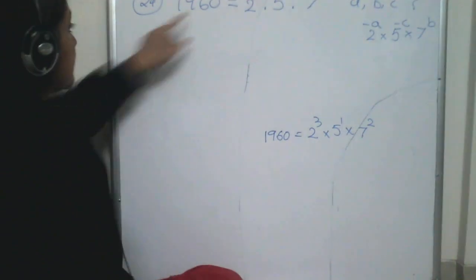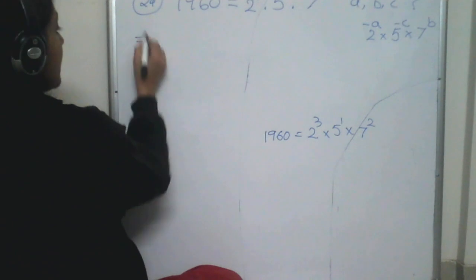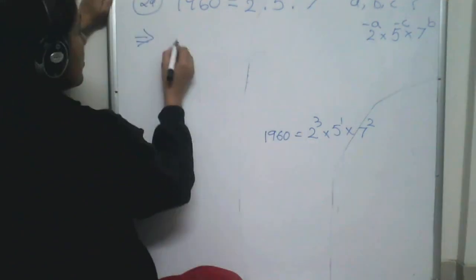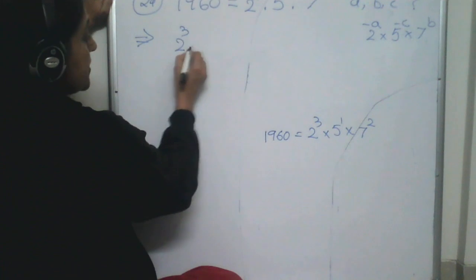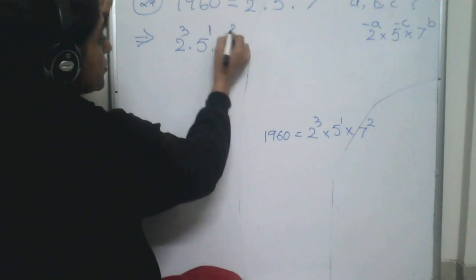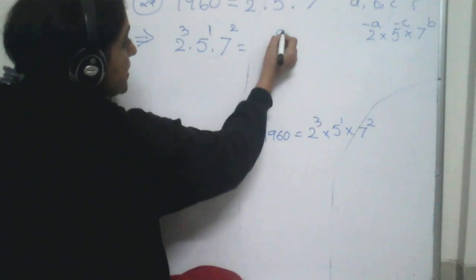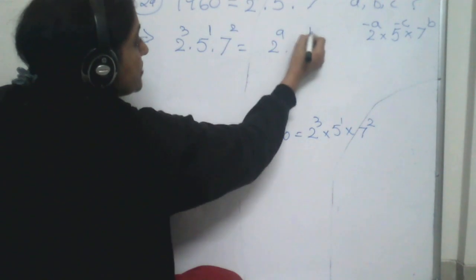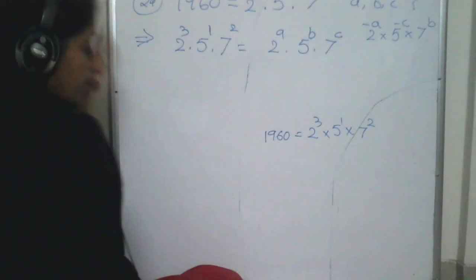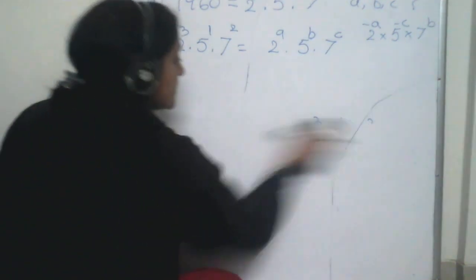Now see, it's given that 1960 can be written as this now: 2 to the power 3 into 5 to the power 1 into 7 to the power 2 is equal to 2 to the power A, 5 to the power B, 7 to the power C. Okay, now let's see.